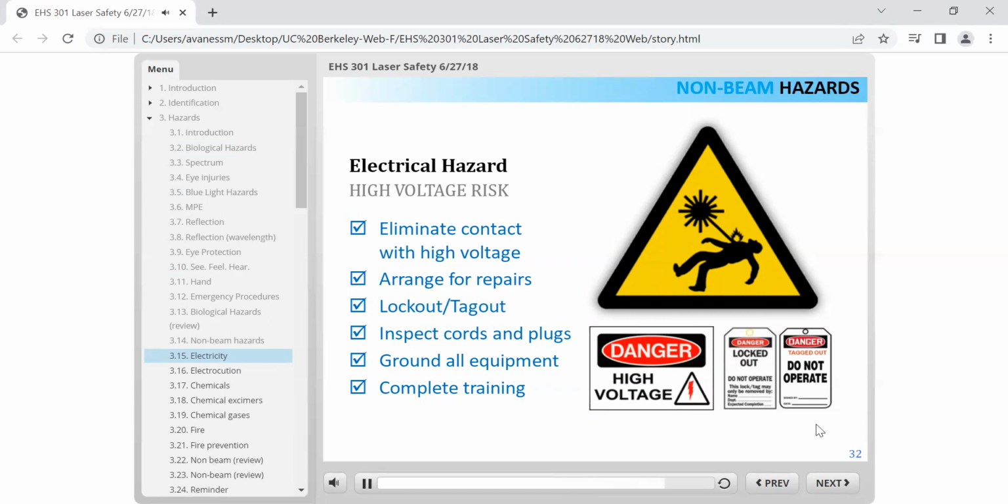If personnel in your work area are working with high voltage power supplies, then Environmental Health and Safety recommends that you take a first aid and CPR class.